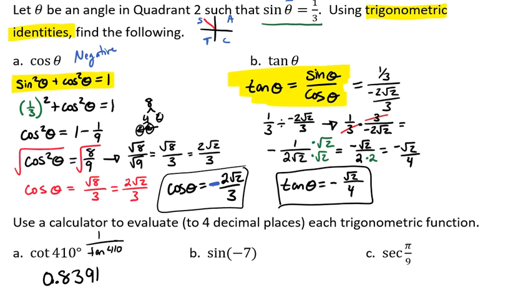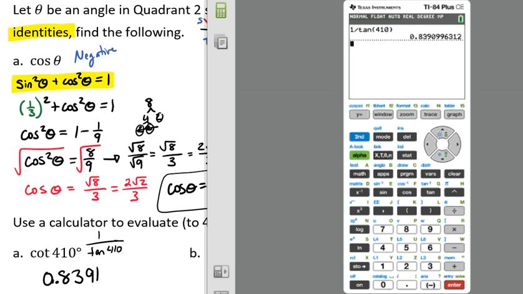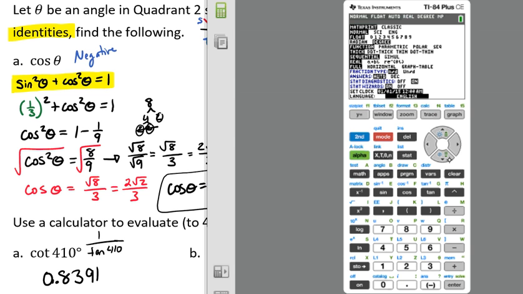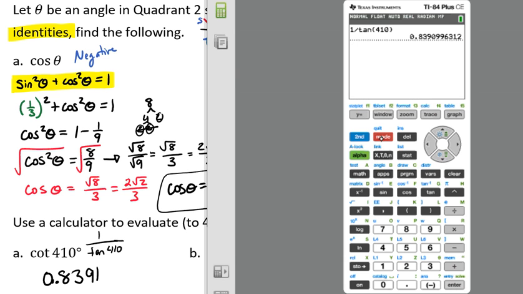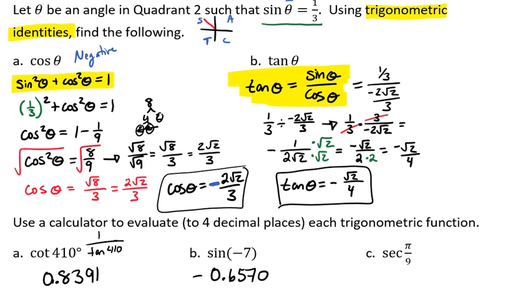Now part B says the sine of -7. For this one, we want to be in radians. So again, we'll go to our mode, arrow down, highlight radians, and then plug it in. So we're looking for the sine of -7, and that's going to give us negative 0.656986, and that will round to negative 0.6570.